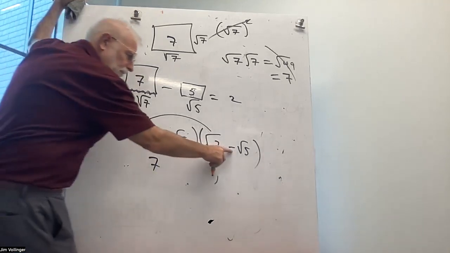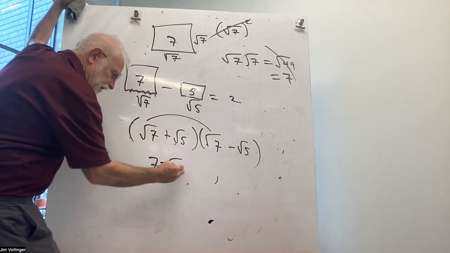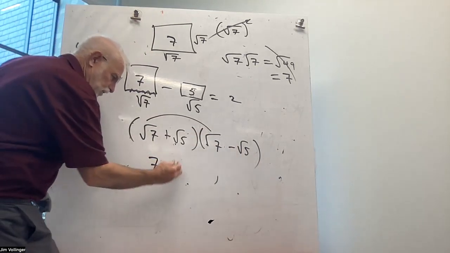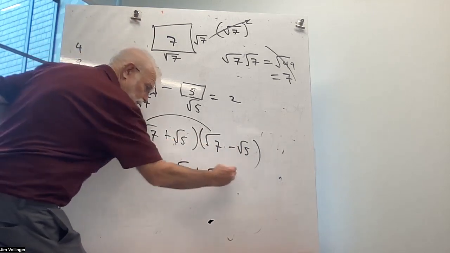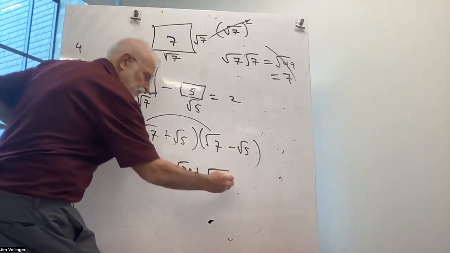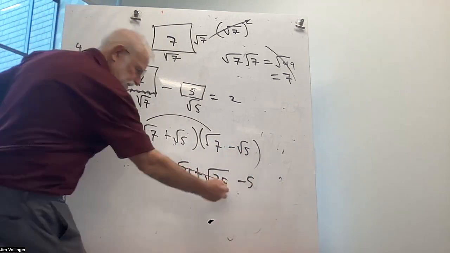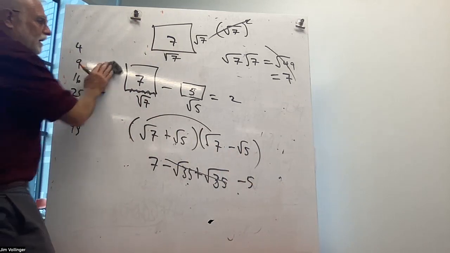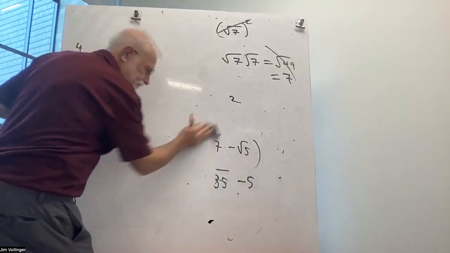The square root of 7 times minus root 5 is minus root 35. I didn't write that too well. Minus root 35. And the square root of 5 times the square root of 7 is the square root of 35. And the square root of 5 times minus root 5 is minus 5. I hope you can see the middle terms are canceling because of the plus-minus form. All right.